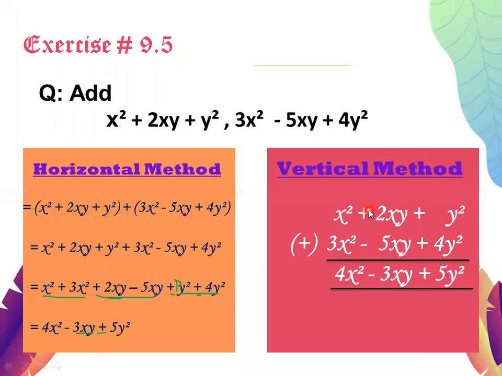Now look at this one, plus minus will be minus, so you are going to subtract 2 from 5. Subtract 2 from 5, the answer will be 3xy, the variable will remain the same. But you will place the sign of the coefficient that is bigger, that is 5xy. 5xy has minus sign, so you will write here minus. And the last one is this one, 3 plus 1, it will become 4x square.